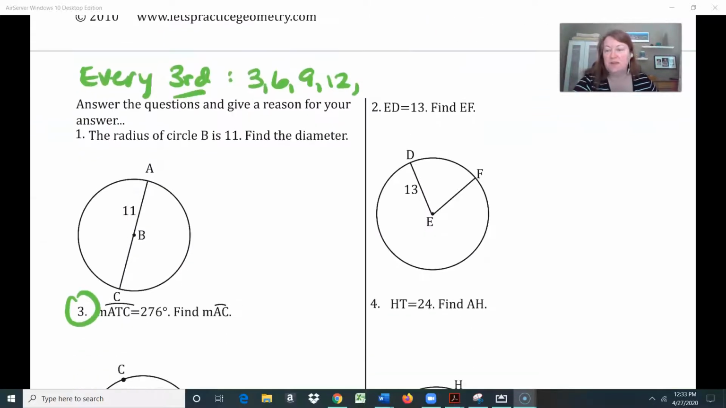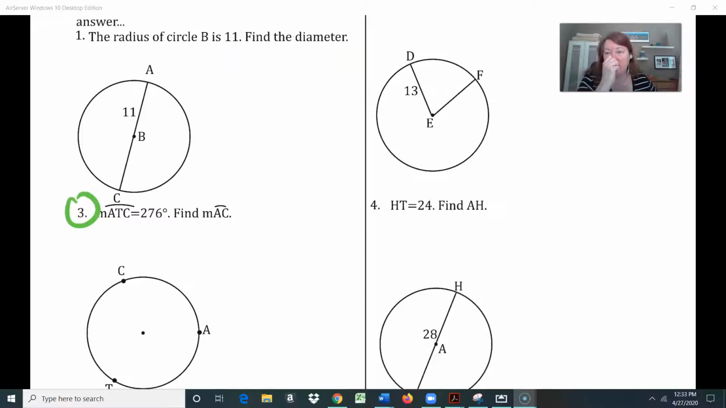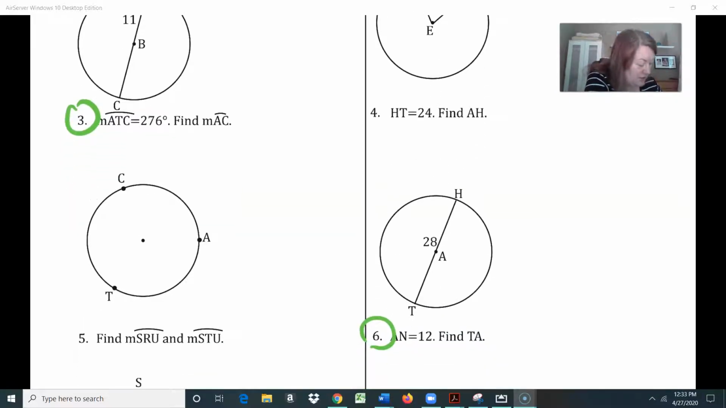Okay, so the first one is number 3, and the directions say, nope, it's each individual. Okay, so the measure of the arc that goes from A to C, all the way around this way is 276 degrees. And it says find the measure of the angle that goes from A to C. Well, that's just the rest of the circle, right?